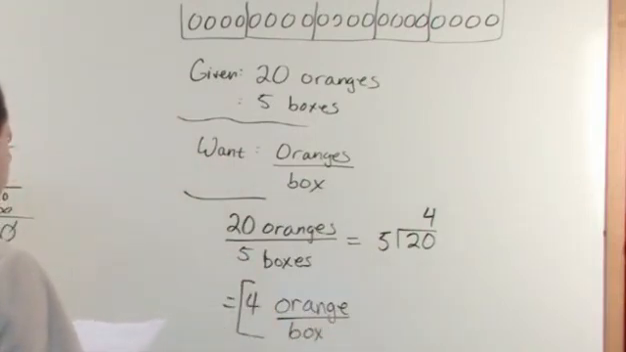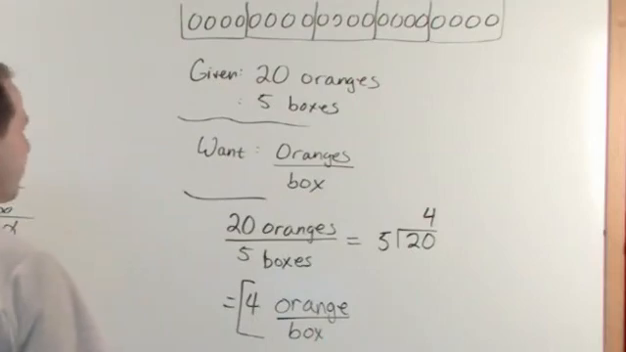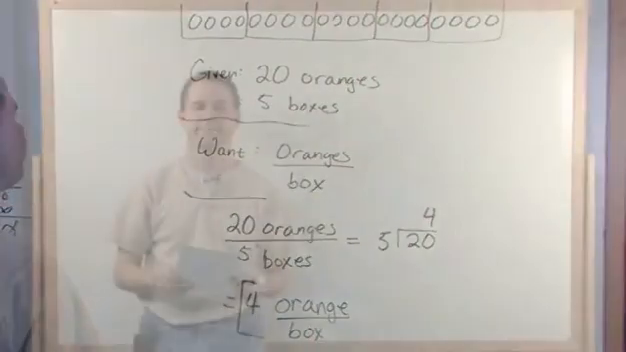Now, going back to the problem, how many oranges go into each box so that every box has the same number of oranges? This is exactly that. How many oranges go into each box? Oranges per box, okay? And that's how you would do a problem like that.